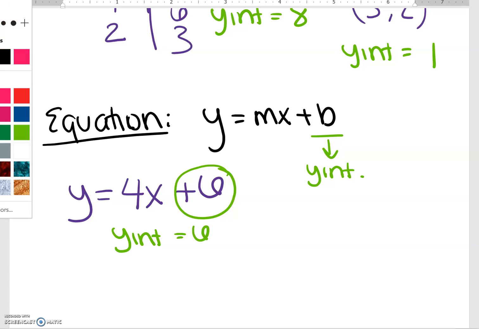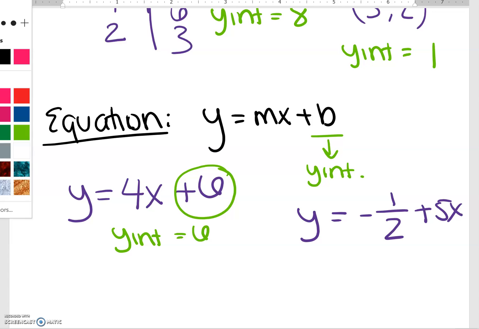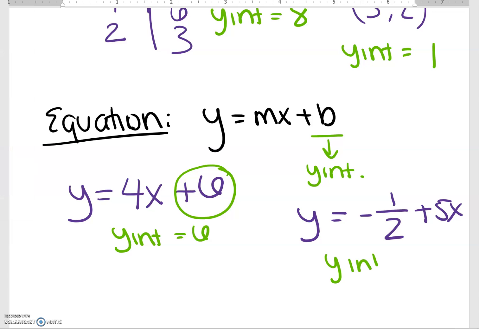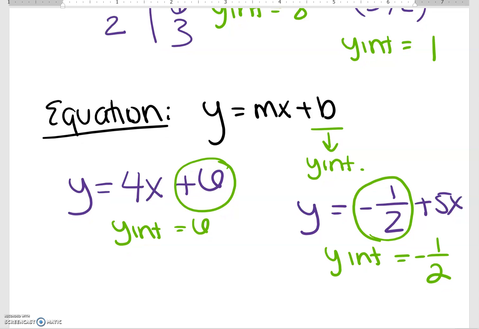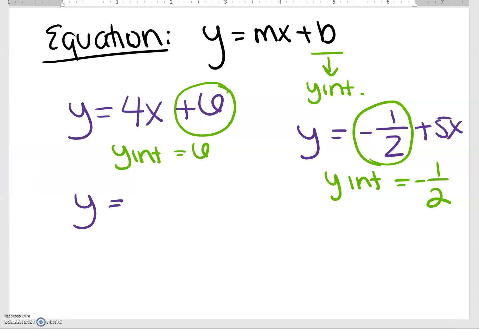Okay, let's say I had y equals -1/2 plus 5x. Well, my y-intercept is wherever I do not have an x. So what do you think it is? The y-intercept equals -1/2. Okay, make sure you are taking the sign that's in front of the number. All right, I'm gonna give you another one. What is your y-intercept? Hopefully you said that your y-intercept is equal to -3.